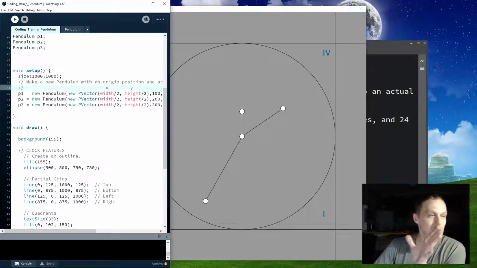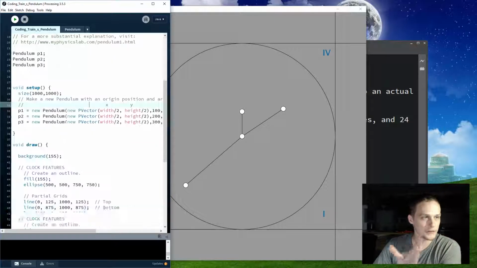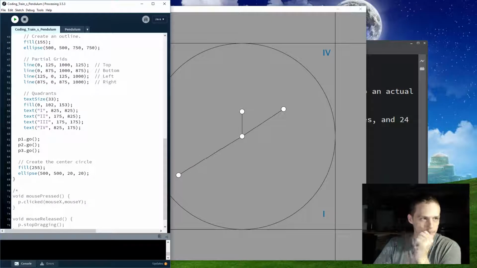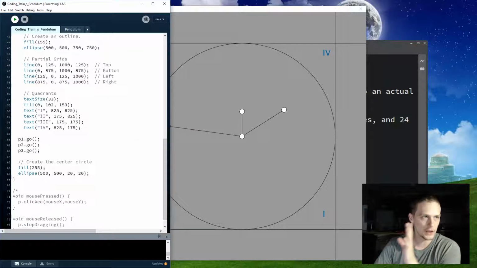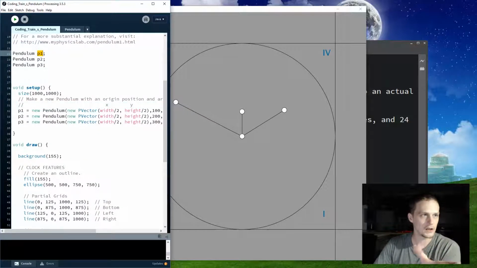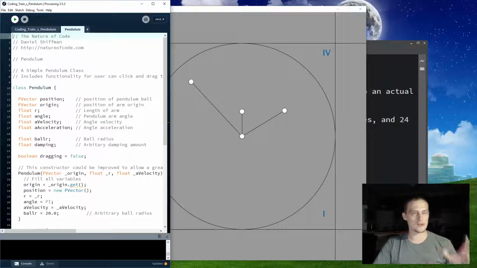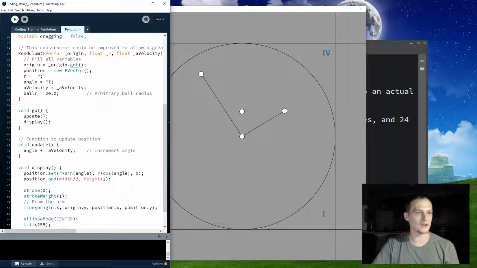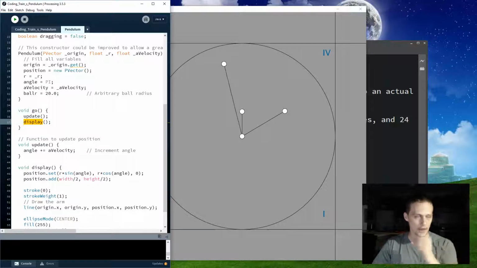Look, let's just try modifying what we currently have. So I have the partial grids, quadrants, p1.go. That's where I need to start focusing. So p1.go: each time that I create or use this class, assigning a variable to this class, when I do .go, it's going to activate the function within the class, void go, which is also function update and function display.